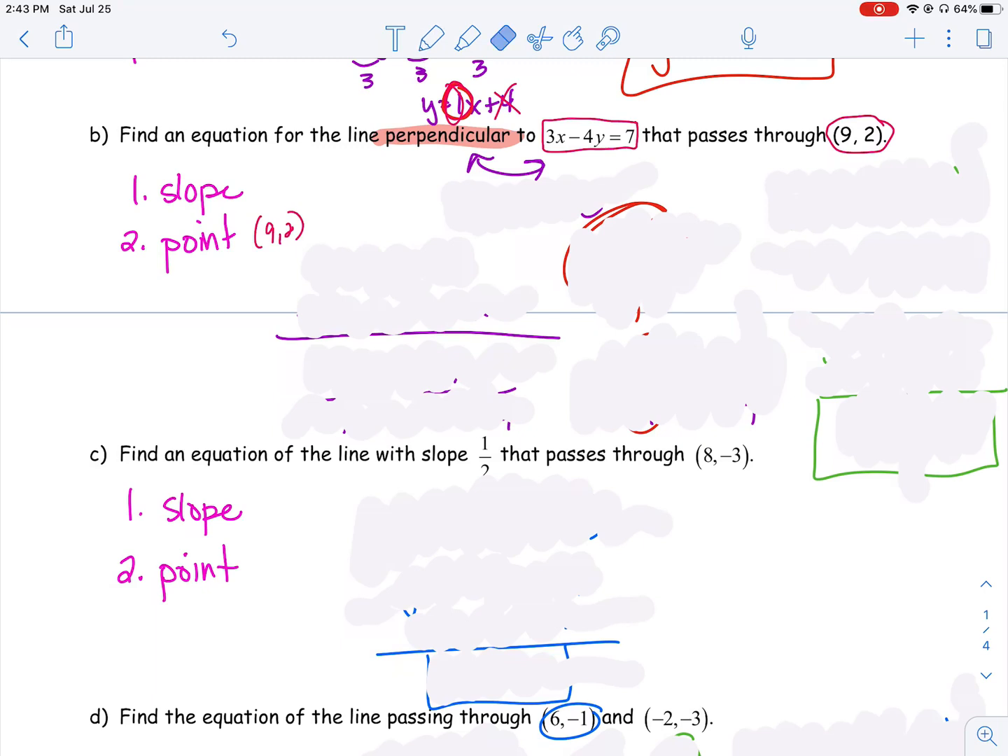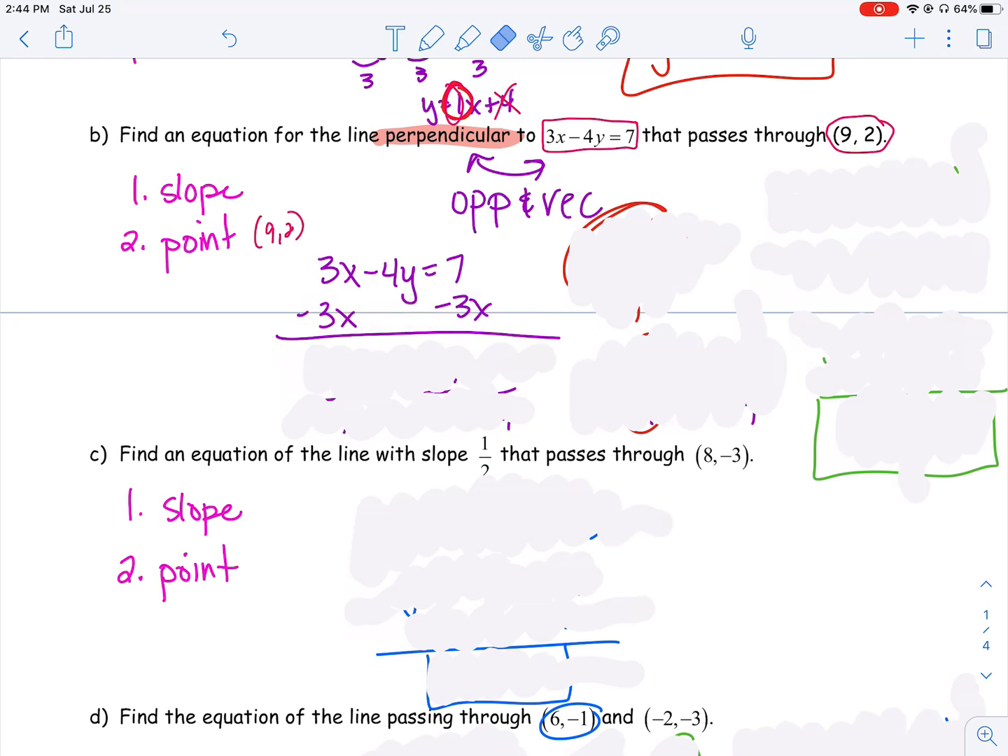Hopefully you remember from last section that perpendicular slopes are opposite and reciprocal. So if we can find the slope of this line that they give us, we can use the opposite and reciprocal for the line that we want. Let's do that now. I'm going to take the equation that they give us, and I'm going to make it look like slope-intercept form, y equals mx plus b, so I can find easily its slope.